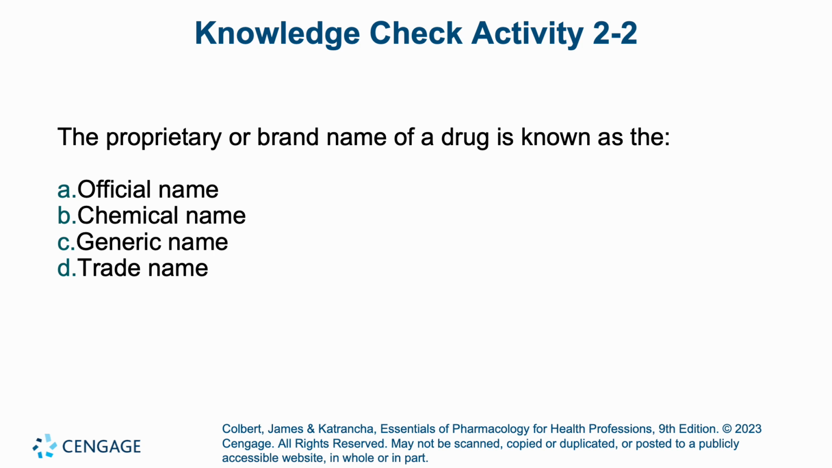Knowledge check here for you. The proprietary or brand name of a drug is known as the A, official name, B, chemical name, C, generic name, D, trade name.